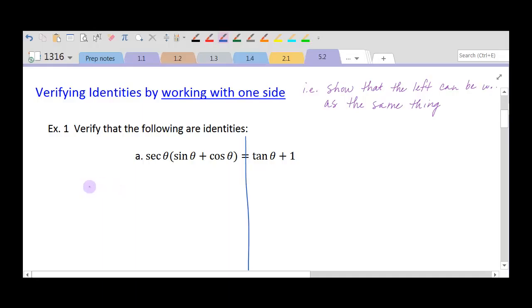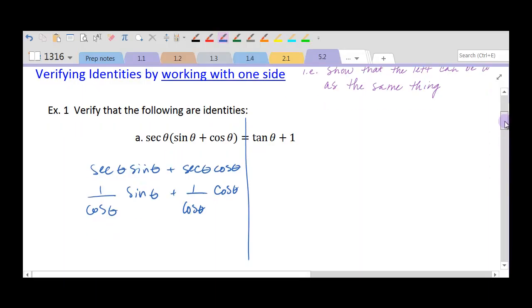So I end up with secant theta sine theta plus secant theta cosine theta. Okay, so I got rid of the parentheses. My goal is to try to get rid of secant and sine and turn them into tangent somehow. Secant, I can rewrite as 1 over cosine using the reciprocal identities. And I'm just going to leave sine theta here. And I can do that here again. I can rewrite secant as 1 over cosine times cosine theta.